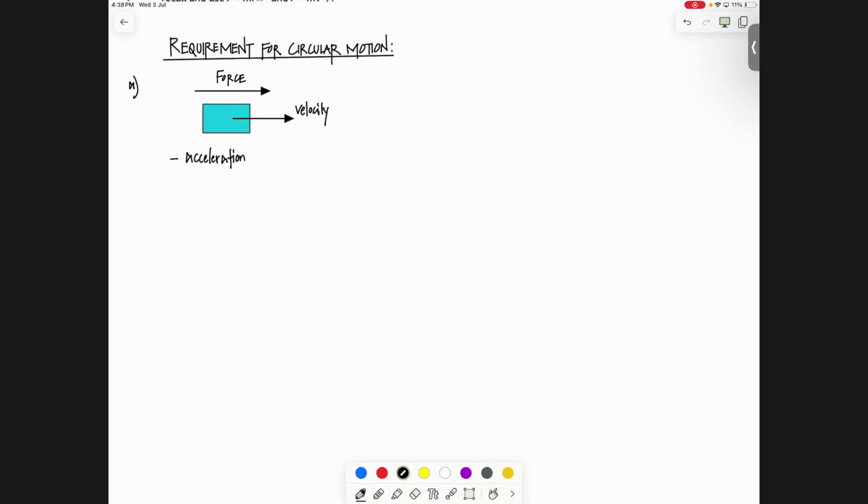The question for you is, what happens to the magnitude of the velocity? Not the direction, just the magnitude. Increases. Okay, so the velocity magnitude increases or decreases, basically changes.